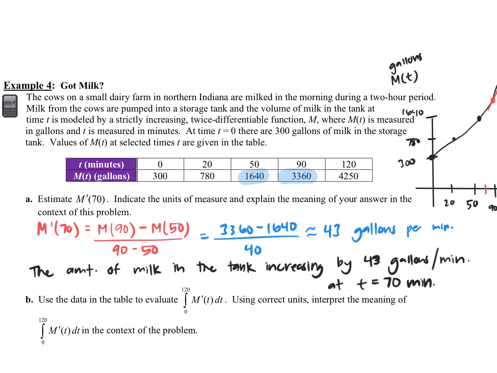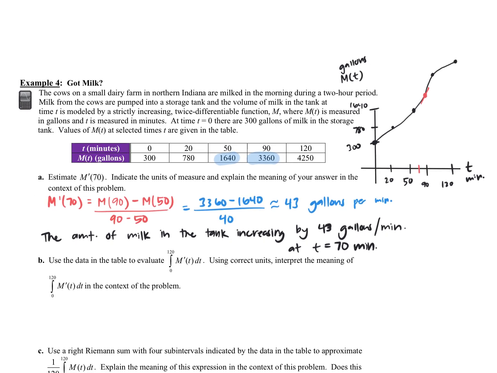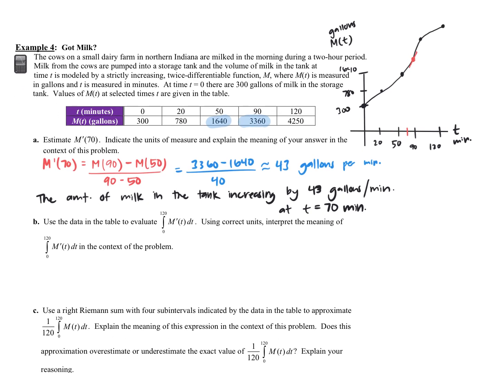Okay, does that make sense based on the graph that we drew? We're finding the slope there for the first derivative? Okay, wonderful. Okay, this next one is still nothing new yet. It's not talking about any sort of averages. This next one says use the data to evaluate from 0 to 120 the integral of m prime of t dt, and then we're going to use our units and interpret what that means in terms of the problem.